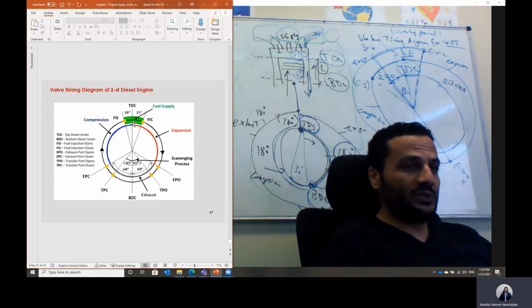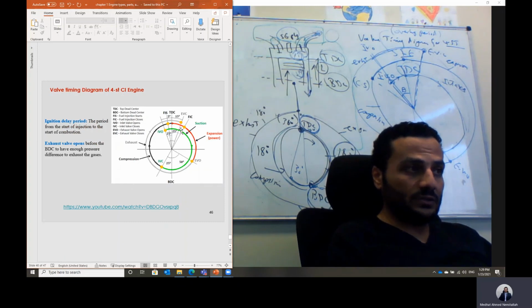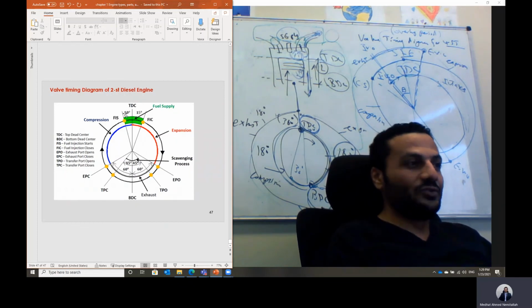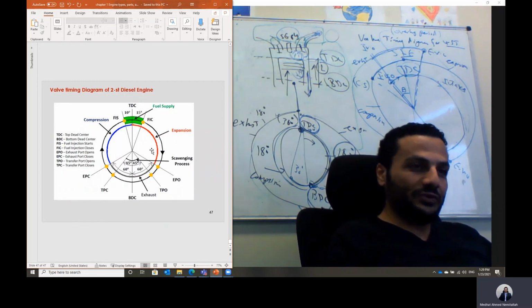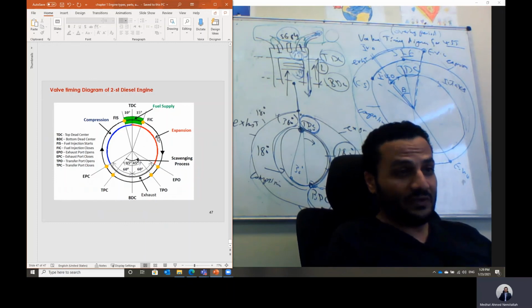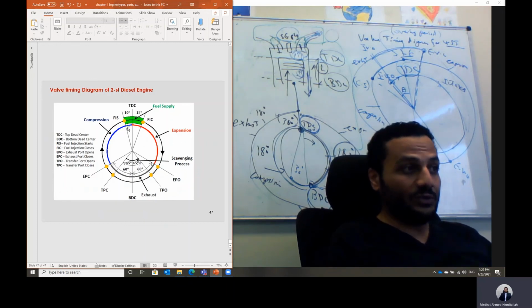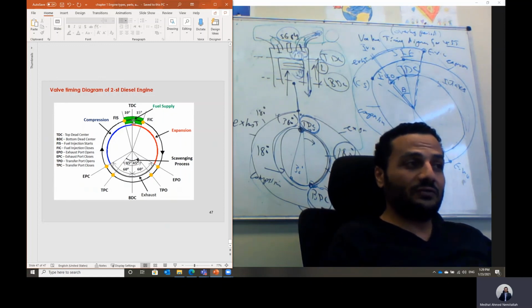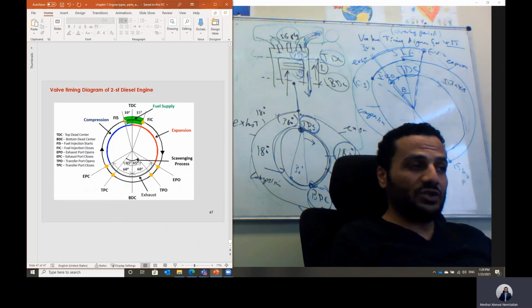This is the 2-stroke, Shabab, in which we have only one cycle. The cycle is completed in only one revolution. Here, the cycle is completed in 2 revolutions of the crankshaft. Here, it is only 1 revolution. I'm writing here 2 circles just to show the different points, the different timing diagram, but the cycle is completed in only one revolution. So here, starting from the top dead center, during the compression stroke, the fuel injection will start.